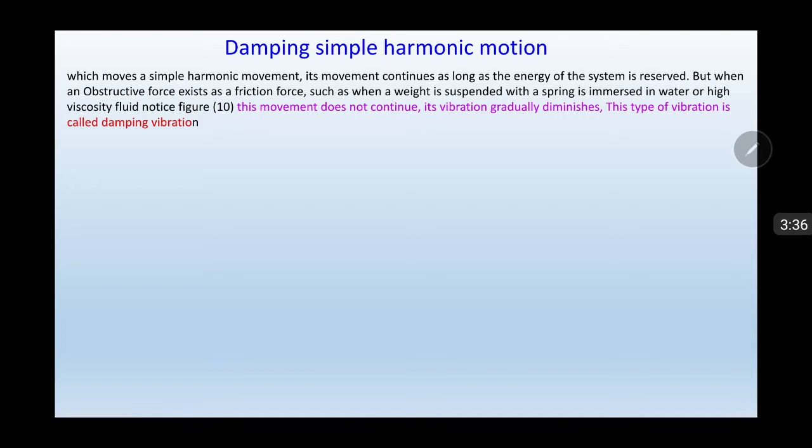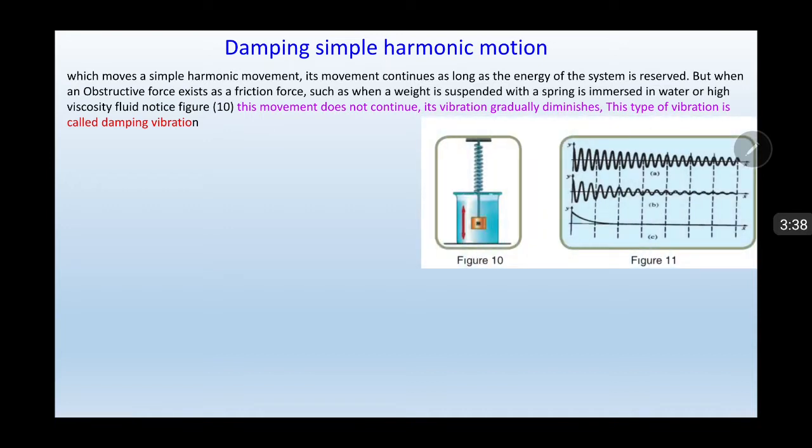For example, look at the figures. This movement doesn't continue its vibration; the amplitude gradually decreases. This type of vibration is called damping vibration. For example, a pump. They are using it in industry, or in a car lift, or in hydraulics.